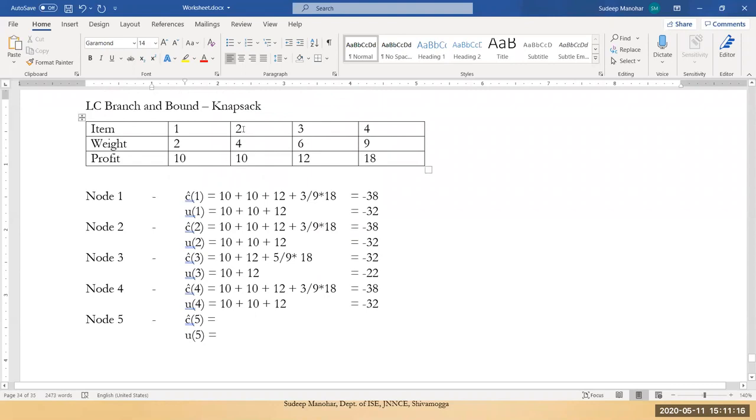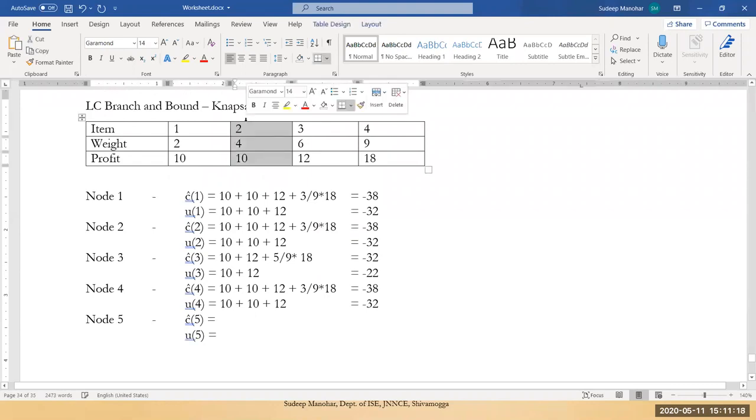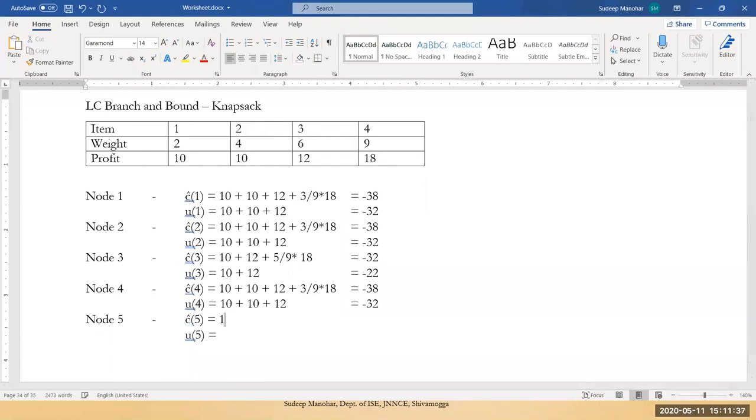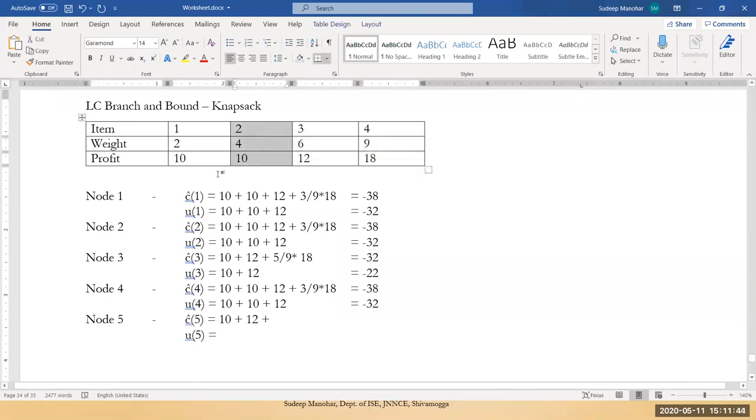For node number 5, item number 2 is not to be considered. Now, with fraction, what you will get? With fraction, 2 plus 6, it is 8. 8 plus 9, it becomes 17. That means only 2 you can consider. Only these 2 items. So it is 10 plus 12 plus the remaining fraction. Don't consider this. What is the remaining from this?